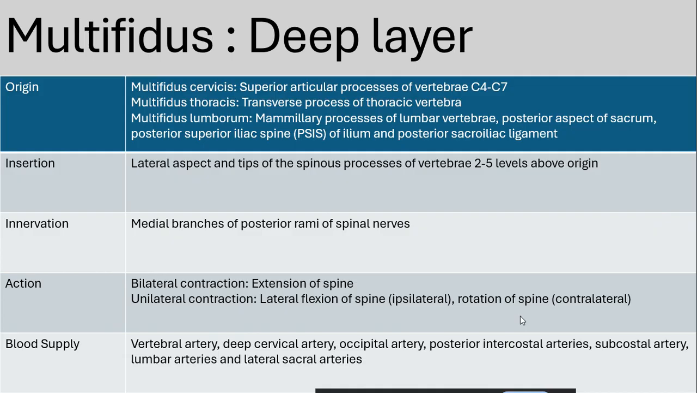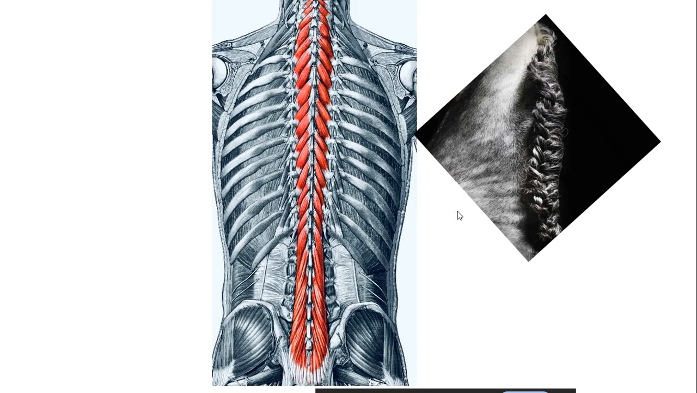Innervation: medial branches of posterior rami of spinal nerves. Action: bilateral contraction, extension of spine. Unilateral contraction, lateral flexion of spine, rotation of spine. Blood supplies: vertebral artery, deep cervical artery, occipital artery, posterior intercostal artery, subcostal artery, lumbar arteries, and lateral sacral arteries. So blood supplies from multiple arteries, as you can see here. That's only because of the space that it covers. Okay, so remember this is the deepest layer. These are all multifidus, cervicis, thoracis, and lumbar. So 1, 2, 3, very deep layer muscles.